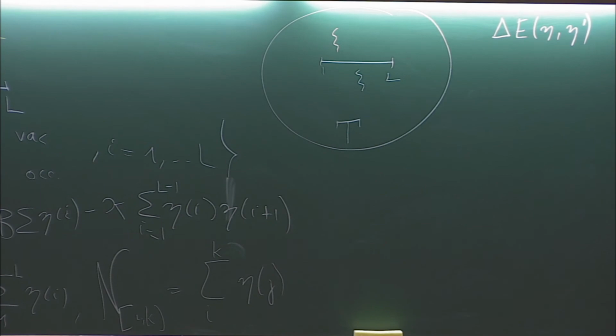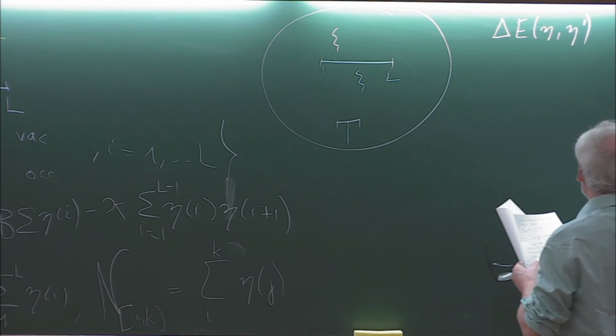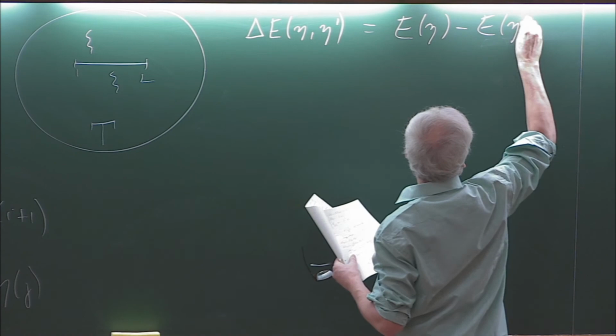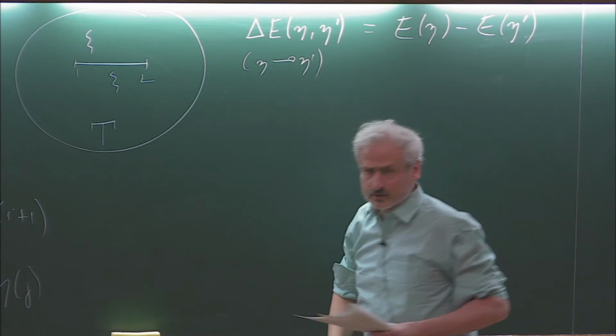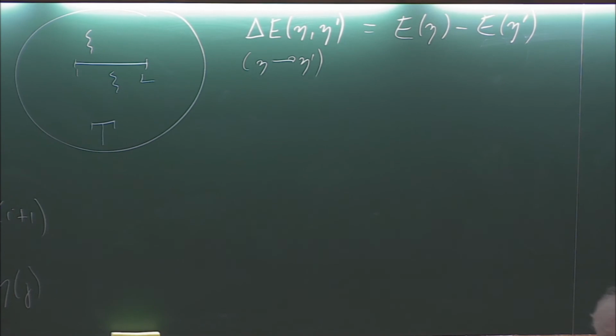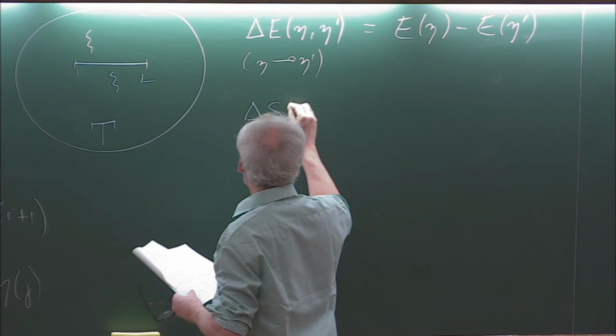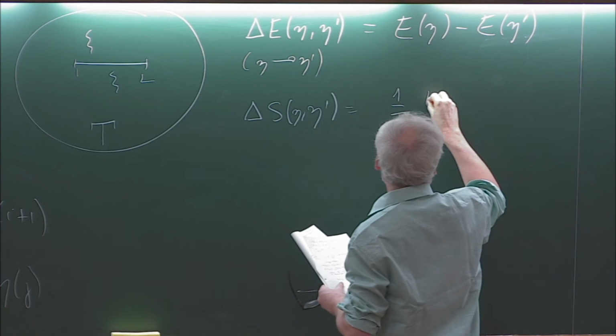All right, so what is the change of energy in the reservoir? Well, the change of reservoir energy would then be just E of eta minus E of eta prime, of course. So that is the change of energy when you go from a configuration eta to eta prime. Yes, so for the moment, there is just energy exchange. That's correct, yes. And associated to this energy change, there is also a change in entropy of the reservoir, which is just 1 over the temperature, E of eta minus E of eta prime.